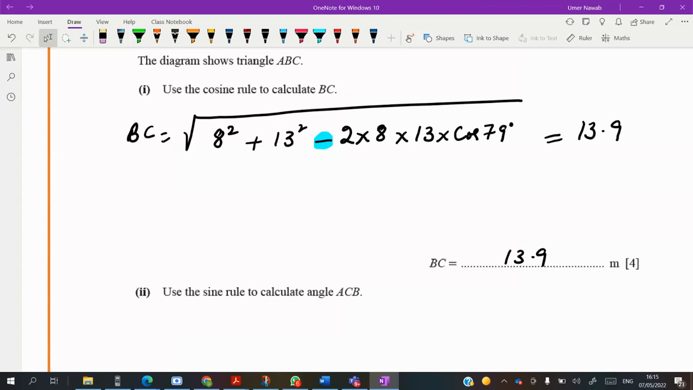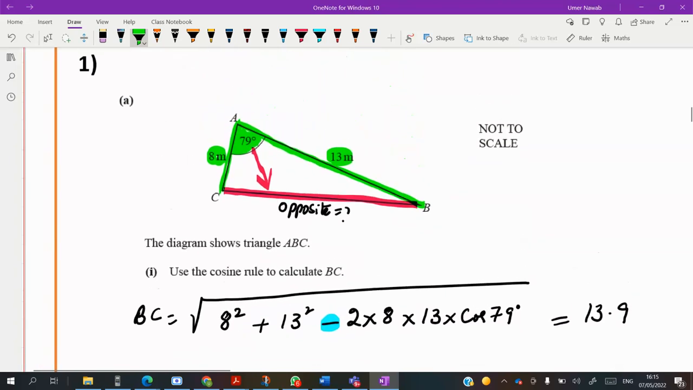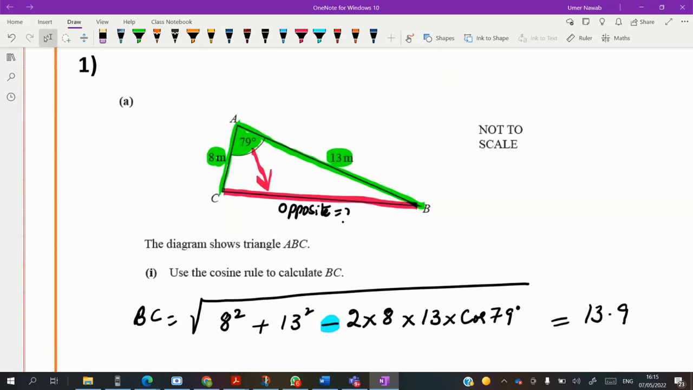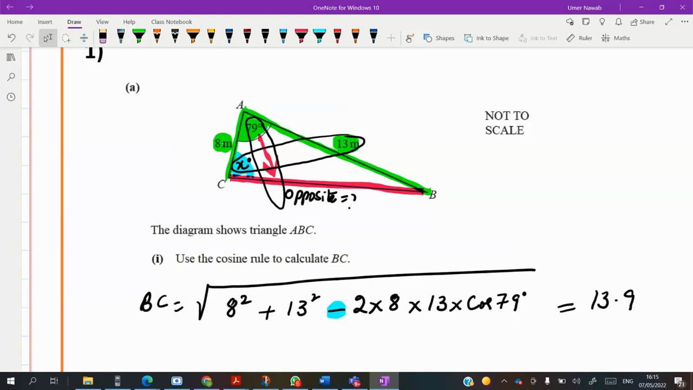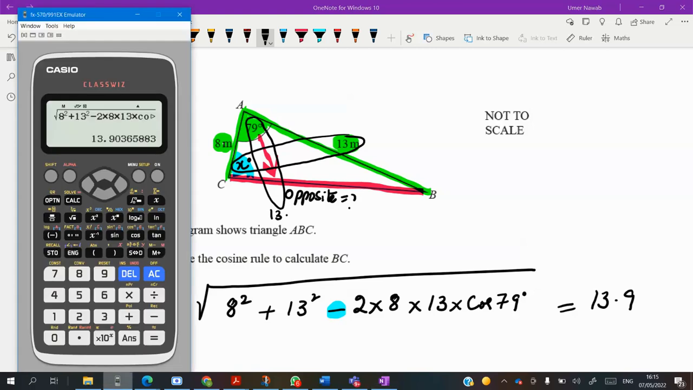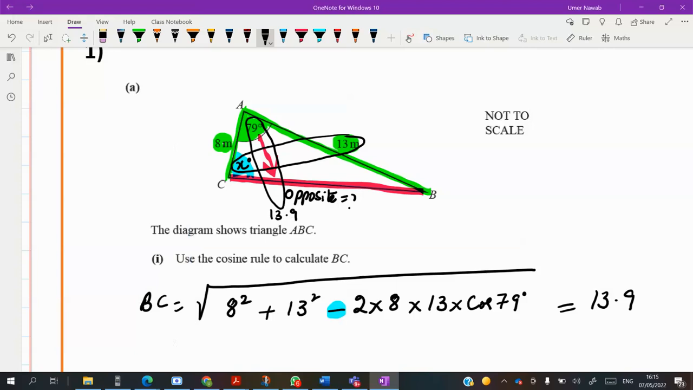Now he says use the sine rule to find the angle ACB. This angle is required. At this stage, I will be using the sine rule. Since I want to find this angle, we have this pair, and we are going to use this pair. The opposite side was already found in the previous part, that was 13.9. It's better to use four significant figures, it is 13.90, so it's fine, 13.9.